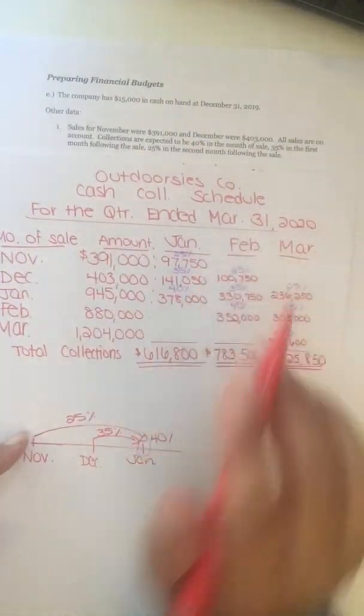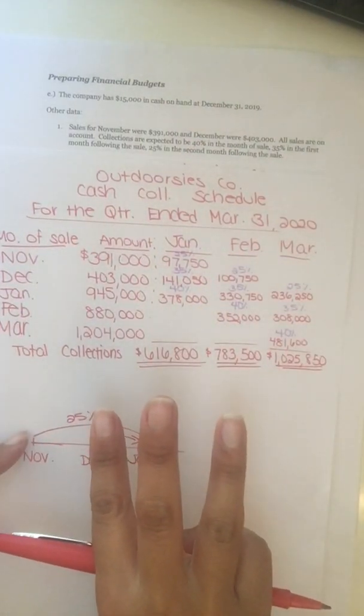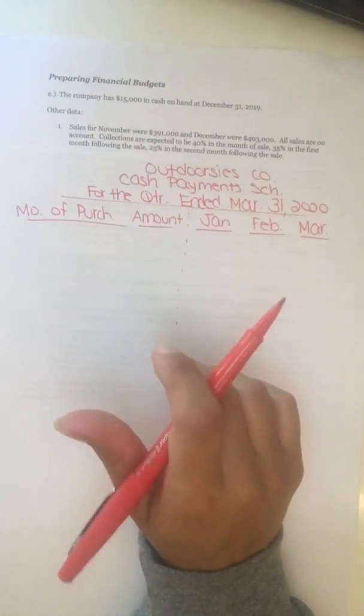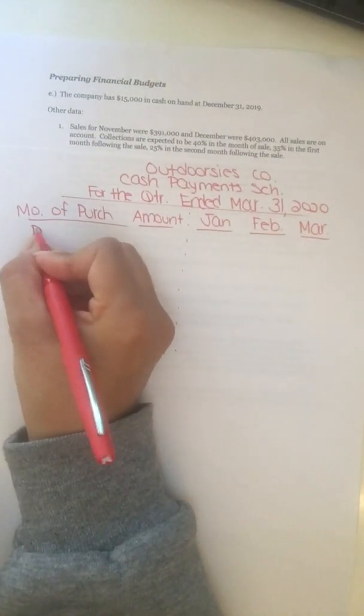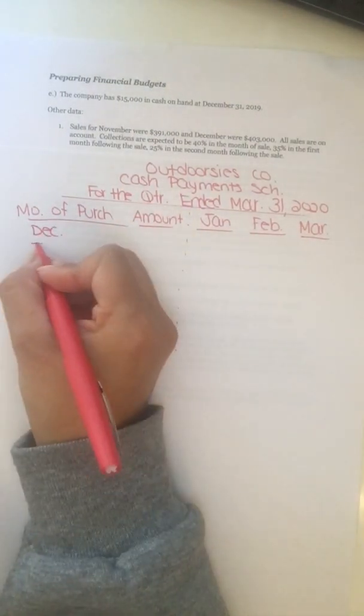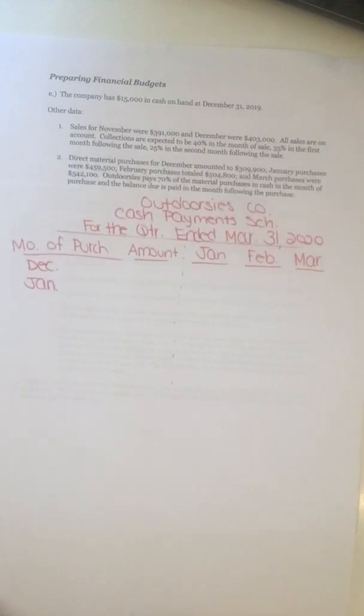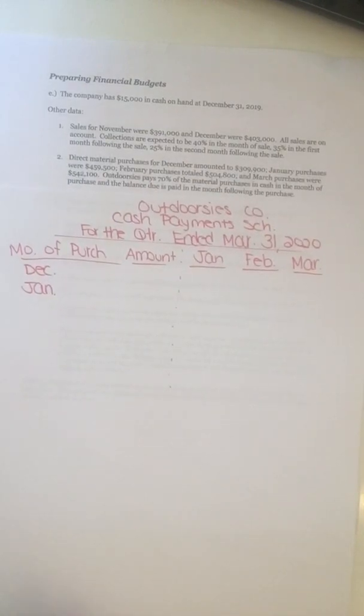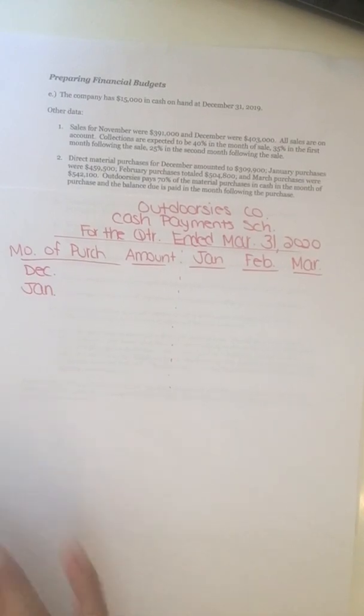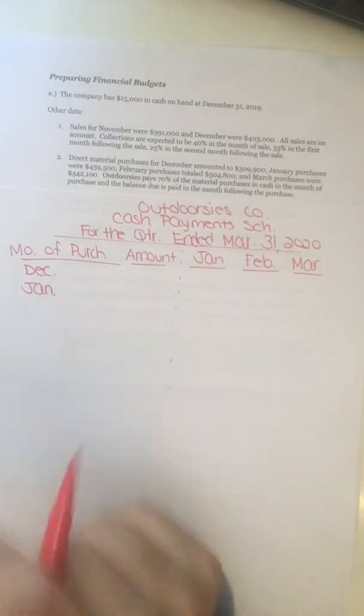Just like in our cash collections, for January we had 3 months because it took us 3 months to collect our AR. Here we're going to have 2 months in January. We will have December purchase being paid fully and January being paid 70%. The purchase amounts were given to us because we did not prepare a direct material purchases budget. If we had prepared the direct materials budget, that's where we would have obtained these amounts.